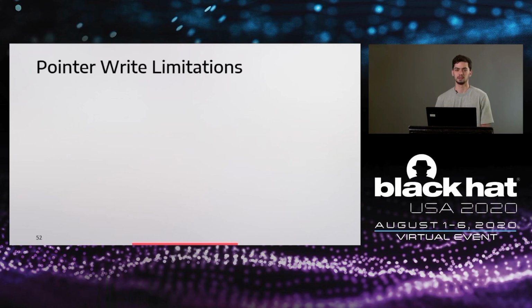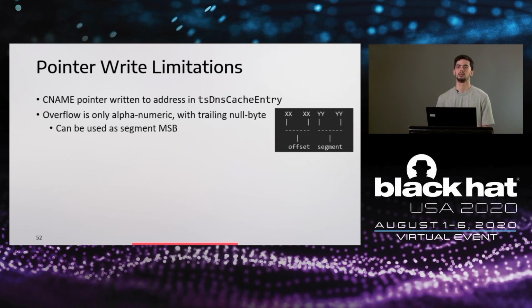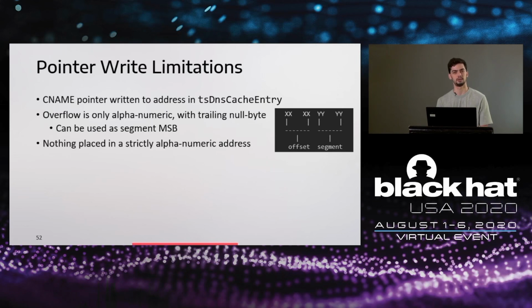The limitations on our CNAME pointer write are that the CNAME pointer is written to an address we overflowed into the cache entry, so it must be alphanumeric. This is a little-endian architecture, so the offset and segment will look like that. And since our overflow is, after all, a string overflow, we do have a trailing null byte, which can be used as the segment's most significant byte, allowing us a bit more flexibility in what we can overflow. However, nothing interesting is placed in a strictly alphanumeric address. So no code, no heap, no stack, no globals, nothing interesting really.